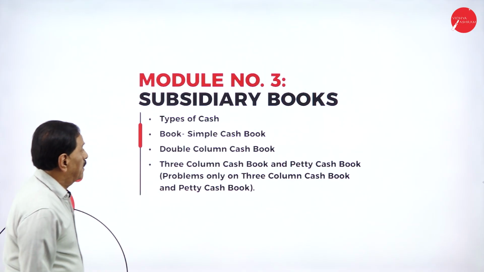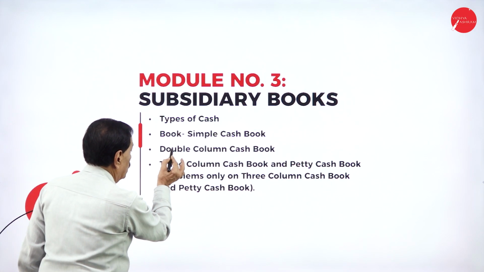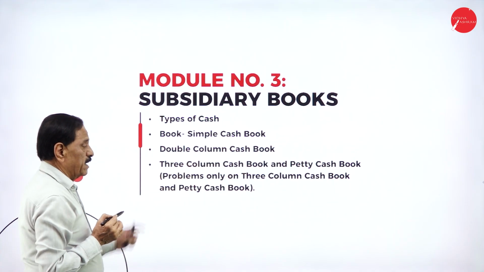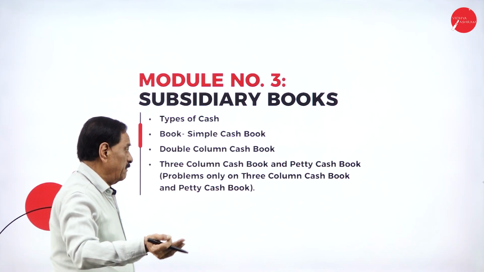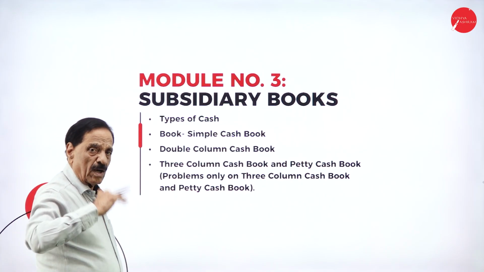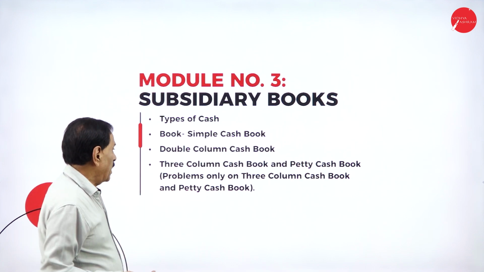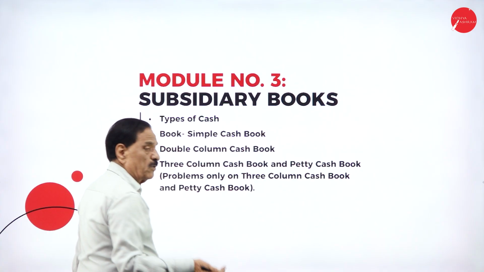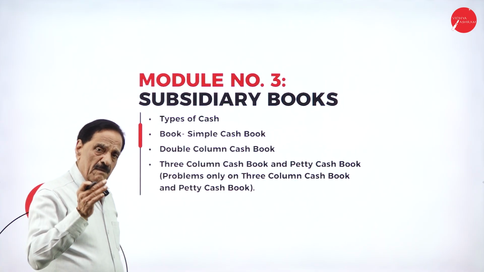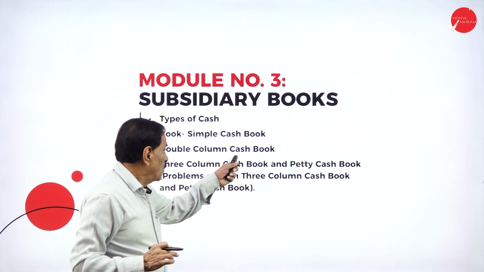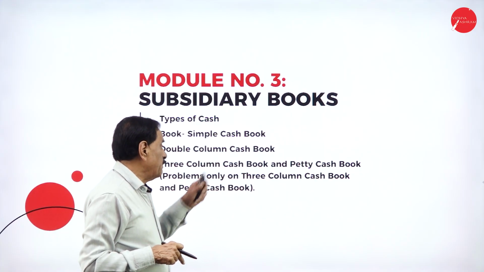Module number 3, subsidiary books, types of cash book: simple cash book, double column cash book. Double column cash book means cash book with a discount column, that is, cash and discount column. Then the 3 column cash book, where we have discount, cash column, and bank column also. Only here 2 columns, here we have 3 columns, one extra column called the bank account.